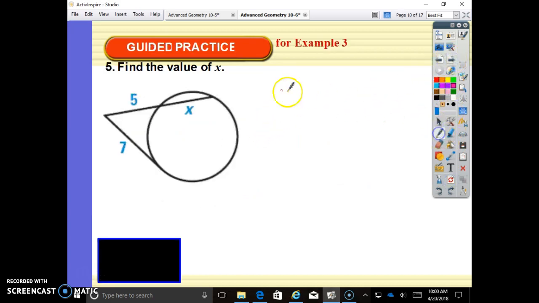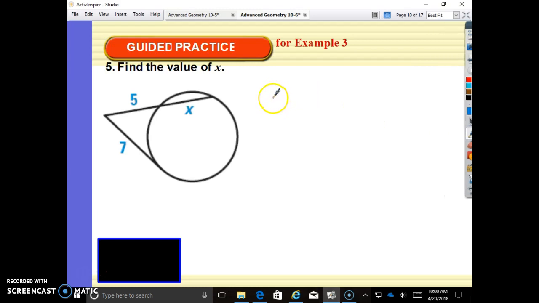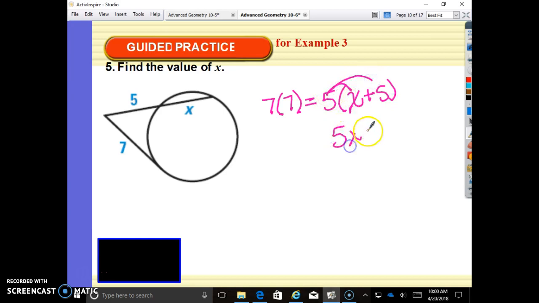Outside times whole equals outside times whole. What is my setup, everybody? 7 times 7 equals 5 times x plus 5. 5 plus x or x plus 5, same thing. Addition is commutative. 5 times x is 5x. 5 times 5 is 25. 7 times 7 is 49.